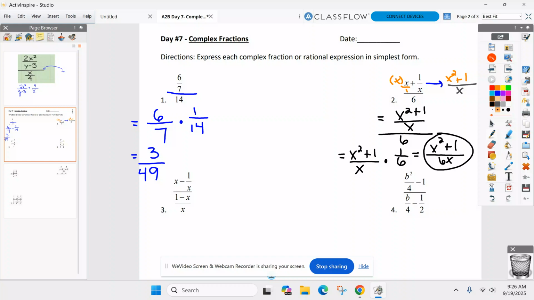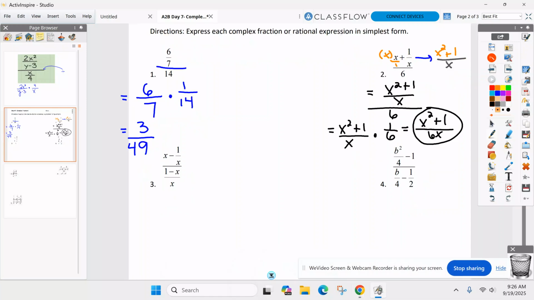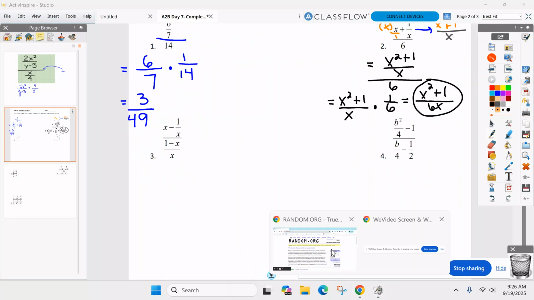Do not keep change flip until you have one fraction on top, one on the bottom. One doesn't make you great, but go ahead. What do you got, Kaylee? Sure. Anybody else? Questions? All right, let's move. I'm going to try to do this fast so we have enough time here.